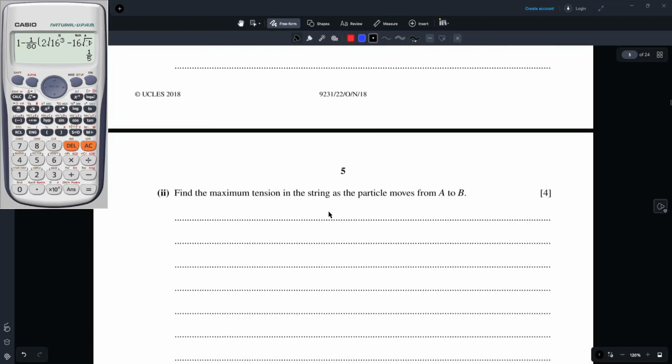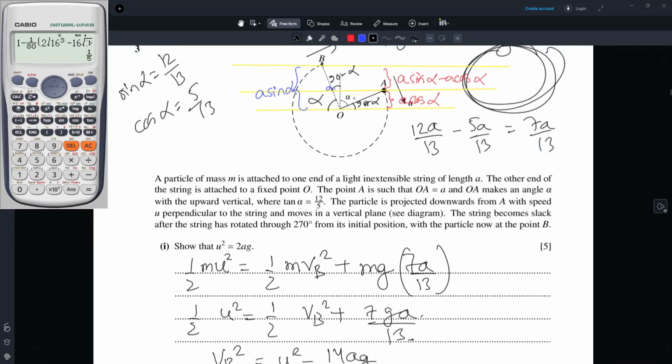Now in the next part it says find the maximum tension in the string as the particle moves from A to B. That's definitely here. When it is completely vertically downwards, due to weight having complete effect on the forces acting on the particle at point A, the tension will have to be such that the particle stays there, so the tension actually has to be as high as possible.